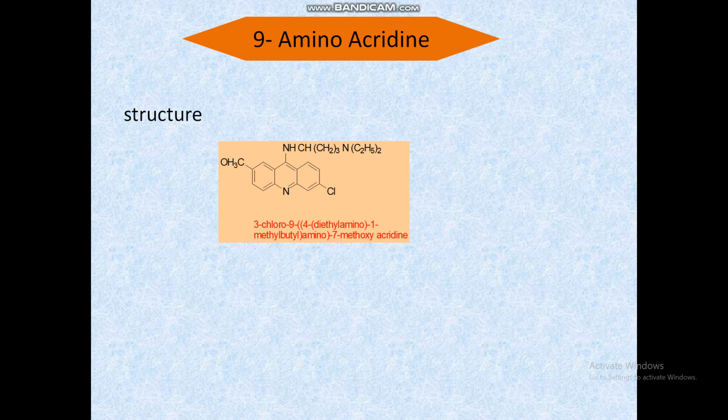So this is the mepacrine quinacrine structure. 9-aminoacridine has an amino group at carbon 9. It is a green fluorescent dye. In the past, the compound was used as an antiseptic for treating wounds and infections.